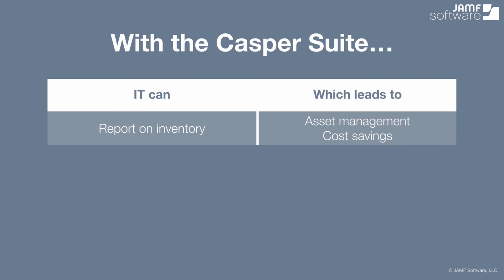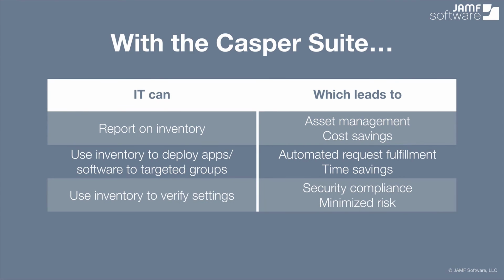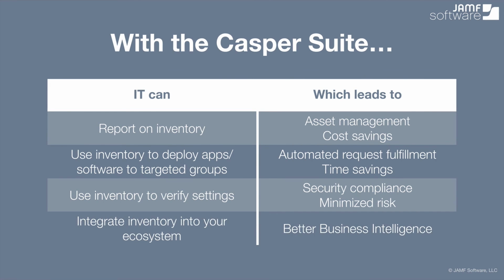So to wrap up very quickly with the Casper Suite, IT can gain visibility into the hardware and software in an enterprise environment to catalog assets and save costs. IT can scope deployments to automate more accurate deployments and save time. IT can verify that all security standards are maintained and scope deployments to correct security compliance issues. And IT can integrate hardware and software related data into enterprise ecosystems to gain more insight into how the technology is used and how it can be used more efficiently and effectively.